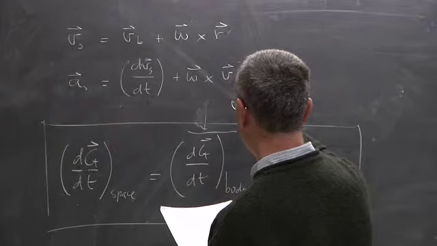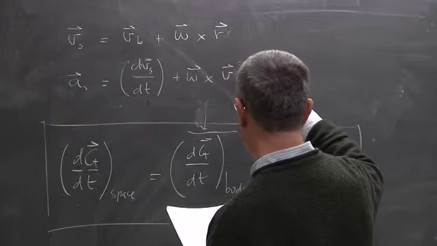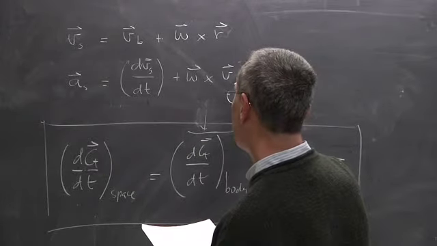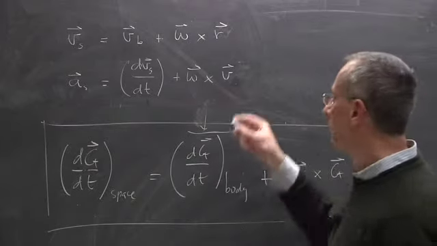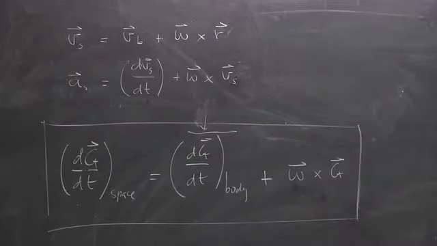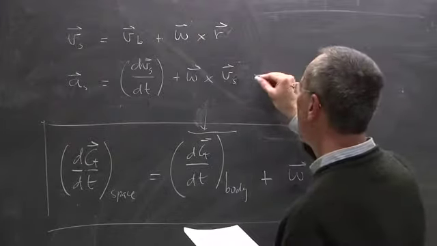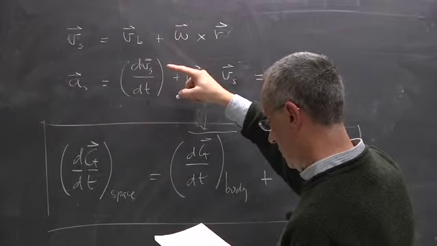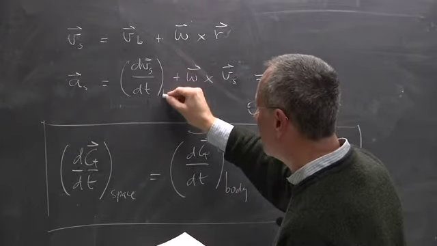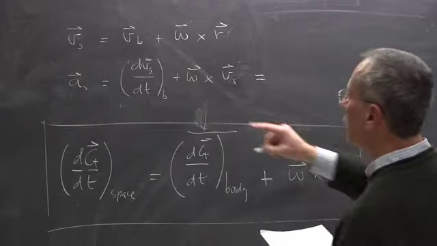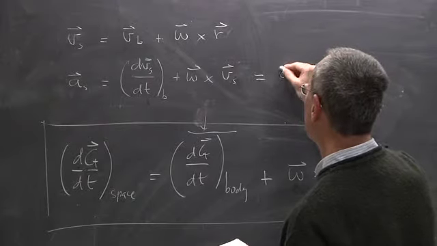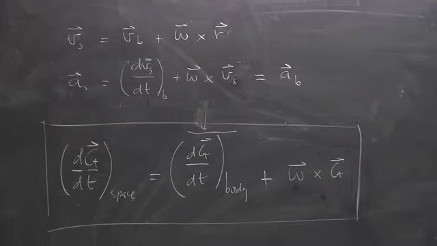S is dVB by dt plus... No, it's still G, right? It's the G that I'm measuring. So it's Vs, I'm measuring. So what is this? So this is on the body. And this, so what is the... So this, the first term is just Vs on the body. So this is by definition just the acceleration as measured on the body.